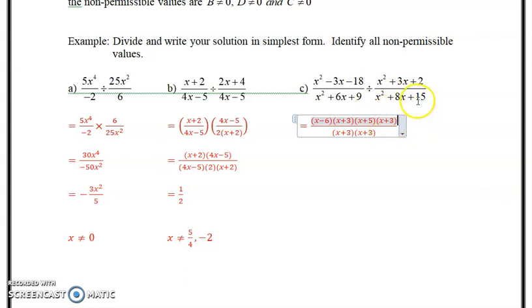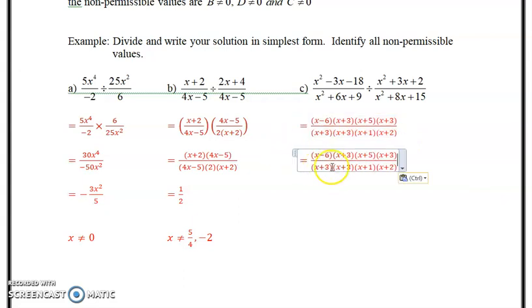Two numbers multiplied together to give us 15, added together to give us 8 would be 3 and 5. So the denominator is going to come from the numerator because we divided. So remember taking the reciprocal there. So we're going to have x plus 1 and x plus 2. Two numbers multiplied together to give us 2, added together to give us 3. So there is our multiplied, factored, rational expression. Now we're going to divide out any terms that are the same.